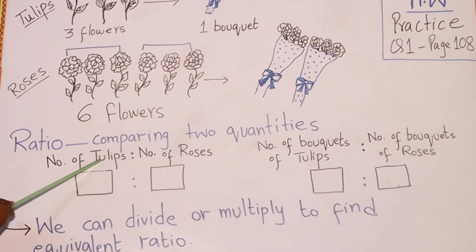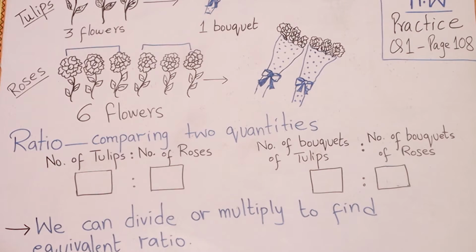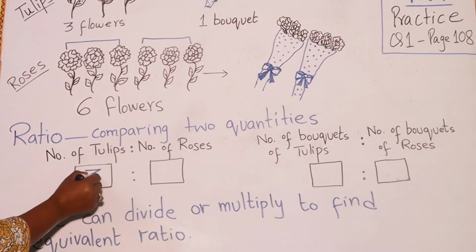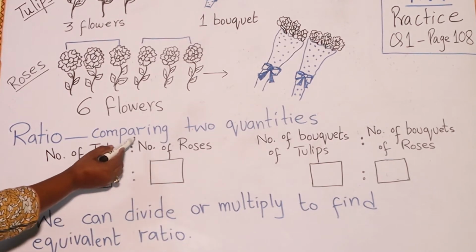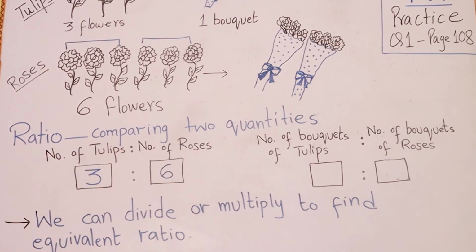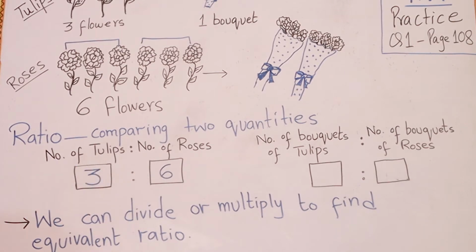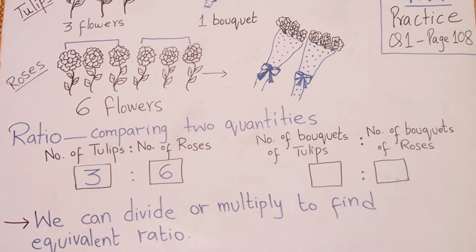So the number of tulips to the number of roses can be written in ratio form as tulips are 3 and roses are 6. So in ratio form they will be expressed as 3:6.